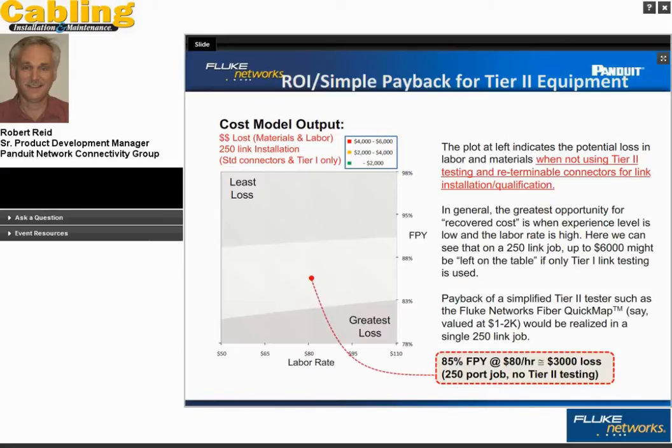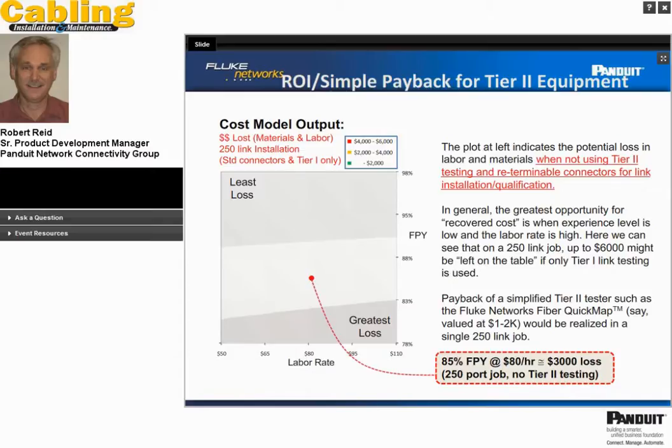So you can see here there are bands of loss, or potentially how much I could gain back if I do tier 2 testing. The least loss is obviously where my labor rate is very low and my yield is very high. Conversely, the greatest loss is where I have a high labor rate and a very poor first pass yield. So I've kind of split the difference here, and said, okay, at $80 an hour with an 85% first pass yield for a 250 port job as an output from the cost model, with no tier 2 testing, I'm suffering a $3,000 loss.